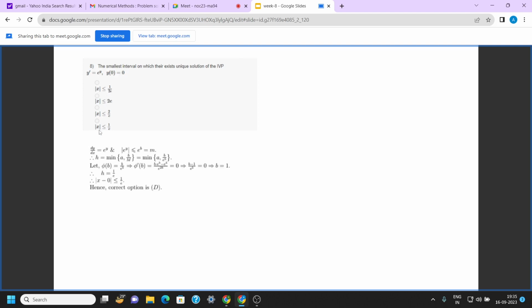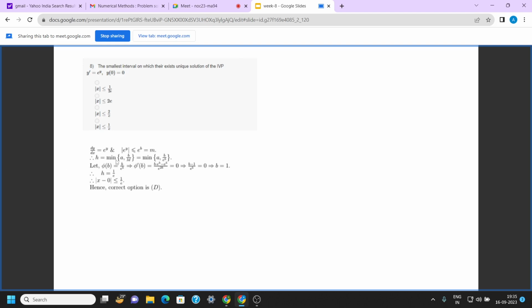Now the next question was, the smallest interval on which there exists a unique solution of the IVP y dash is equal to e power y, y of 0 equal to 0. Which is the smallest interval? So for that we have dy by dx is equal to e power y. This is the function f of x, y. We have to calculate its upper bound. So we know the rectangle is mod x less than or equal to a and mod y less than or equal to b. We have to calculate the smallest interval on this rectangle or domain. So mod e power y will be bounded by e power b. Take it as the upper bound, that is M.